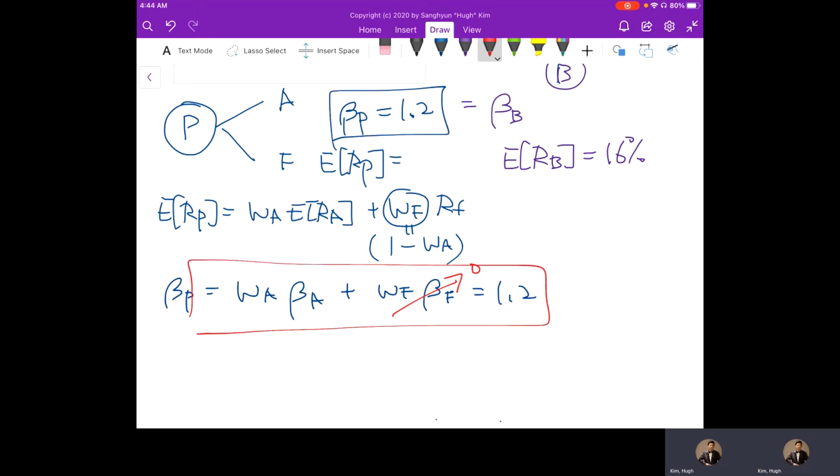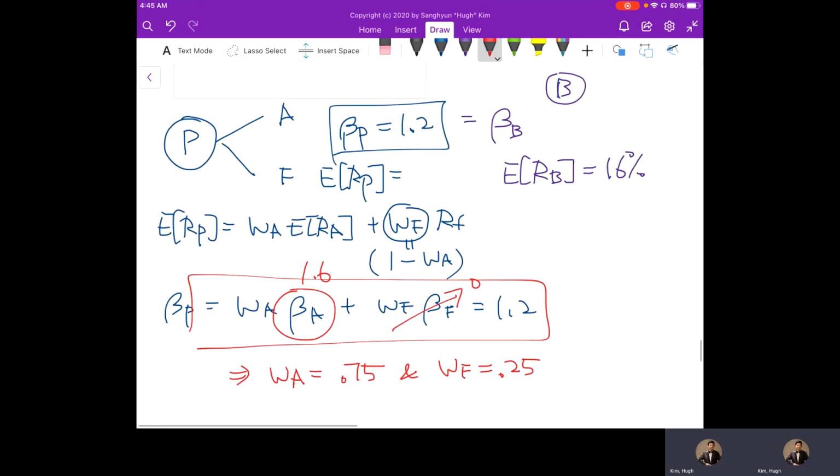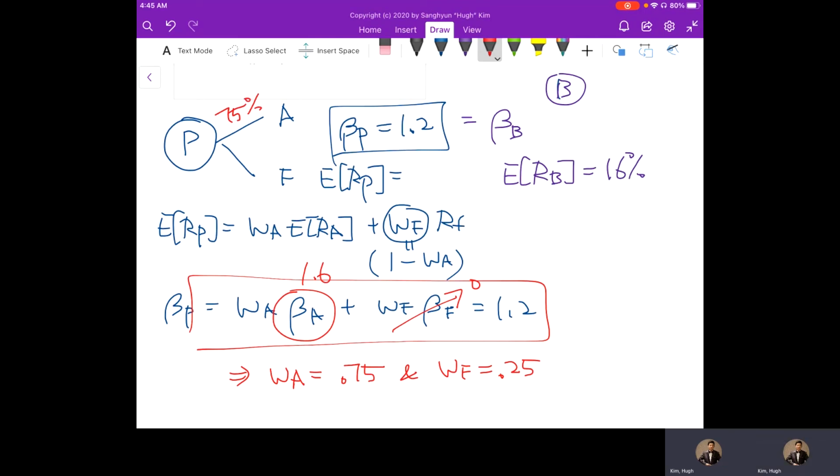So if we solve this equation, then this gives us the weight on asset A, because the beta on asset A is 1.6. So the weight on asset A is 0.75. So this gives us the weight on the risk-free asset is 0.25. So portfolio P invests 75% of its value in asset A and 25% in the risk-free asset.